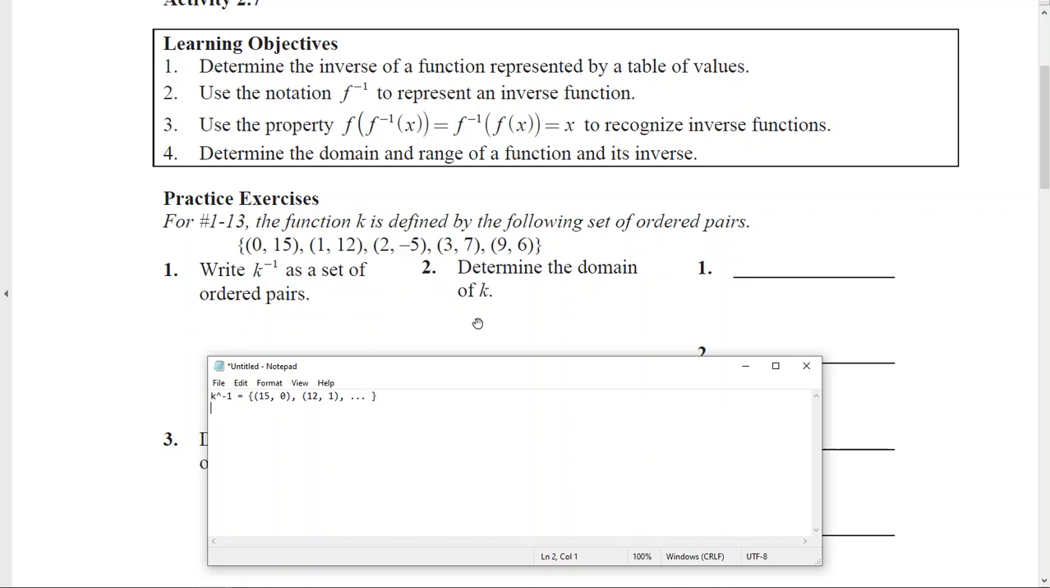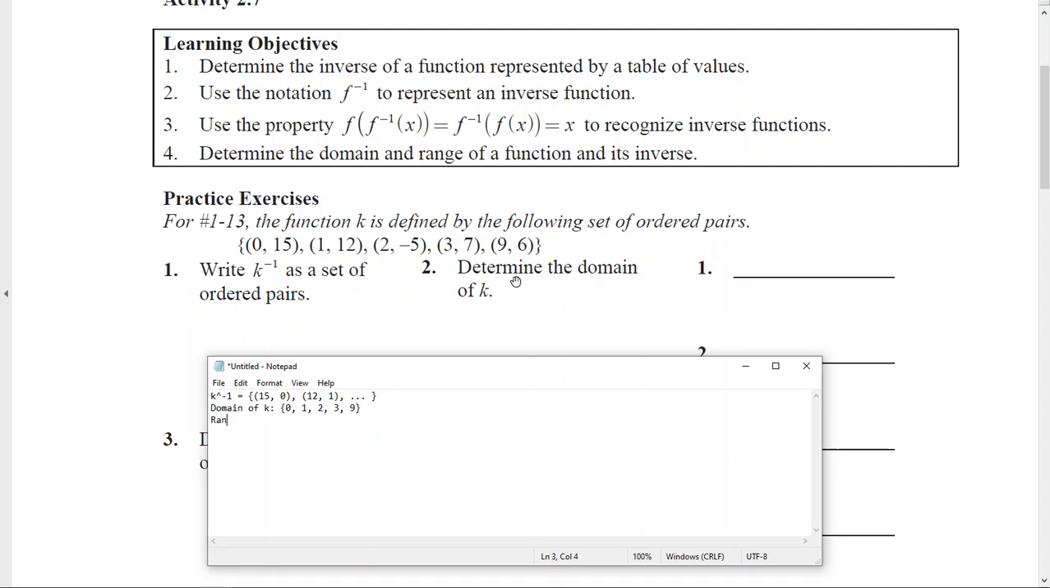So you would list all of those for the inverse, k inverse, as a numeric representation of a function. Then the domain and the range. So this is the domain of the original function k. Domain is all the inputs, and this is a discrete function, this numerical list, so we're going to list all the domain values. So 0, 1, 2, 3, and 9. It looks like the complete set of input values in the original function. The original function is k. This is the domain of k.